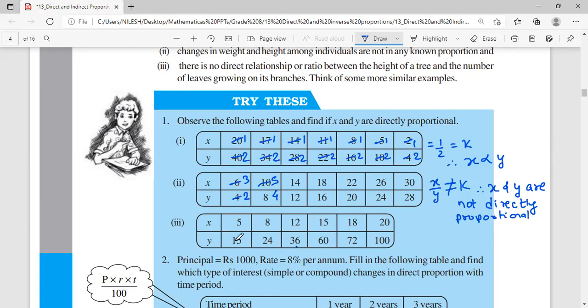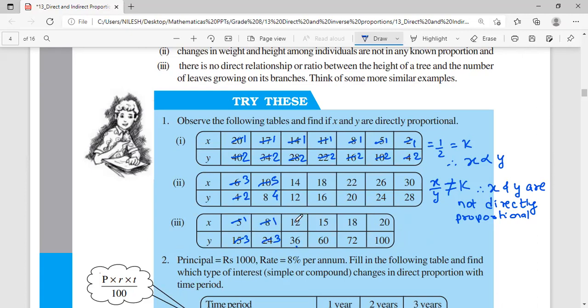5 upon 15, 1 upon 3. 1 upon 3. 1 upon 3. 1 upon 3. So they are directly proportional. Yes or no? Here, therefore, x upon y is directly proportional. Yes or no? Do I have to check further? No, sir.